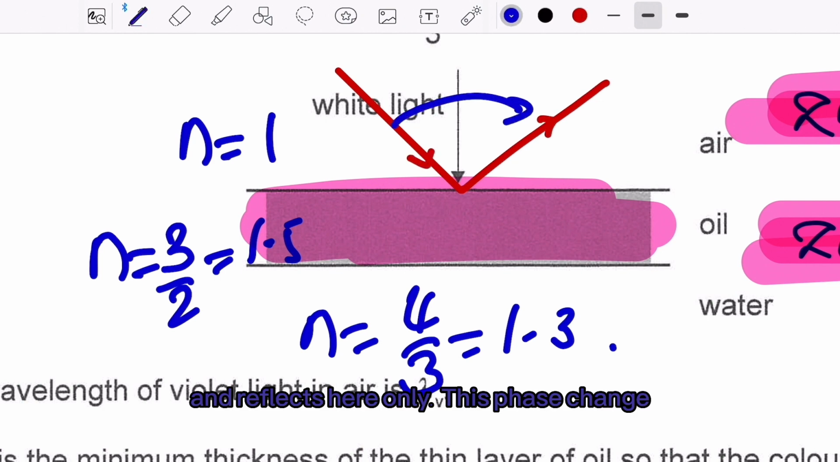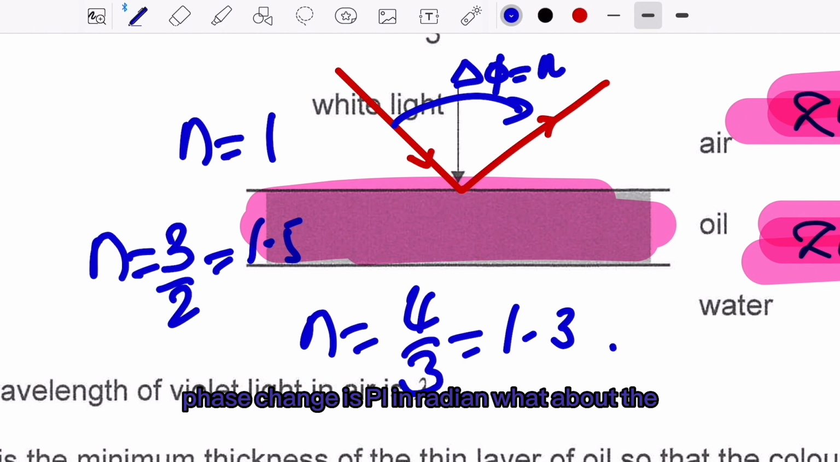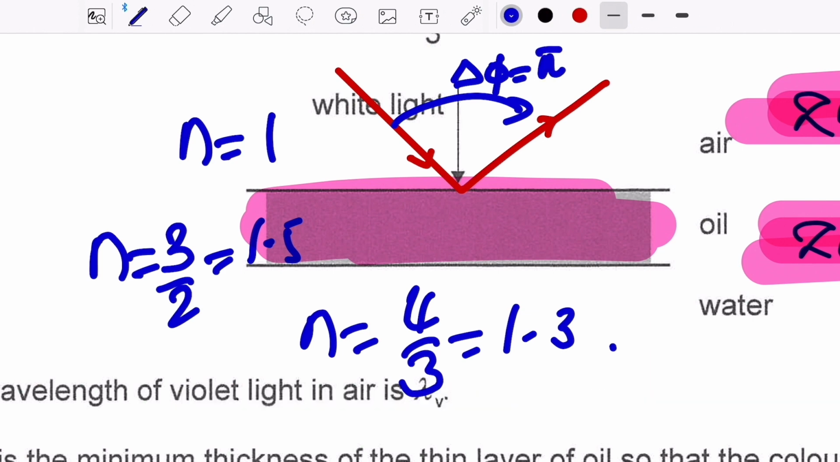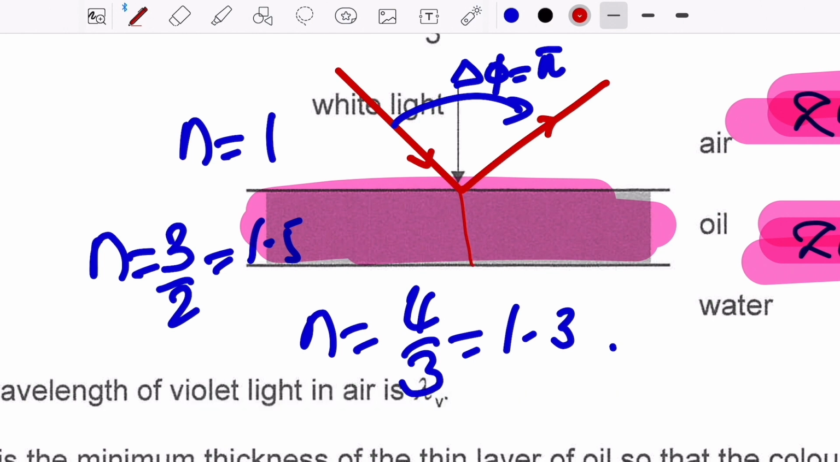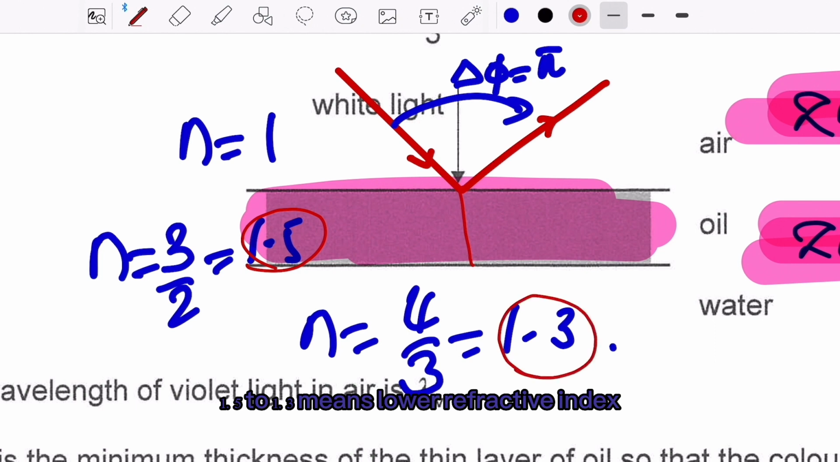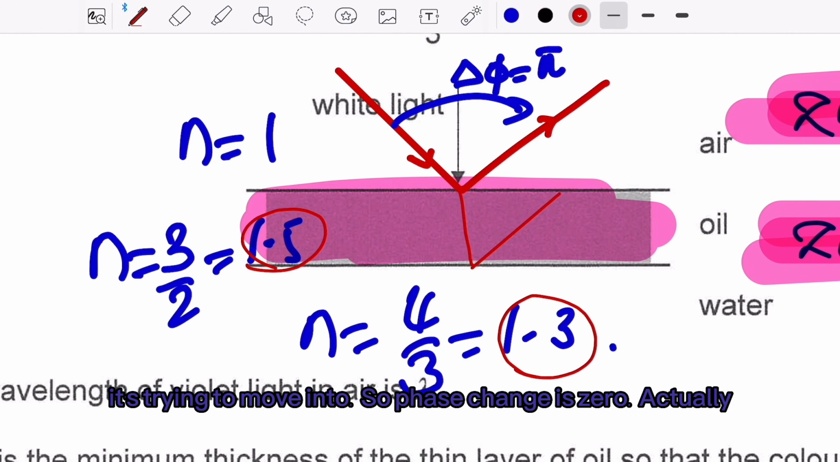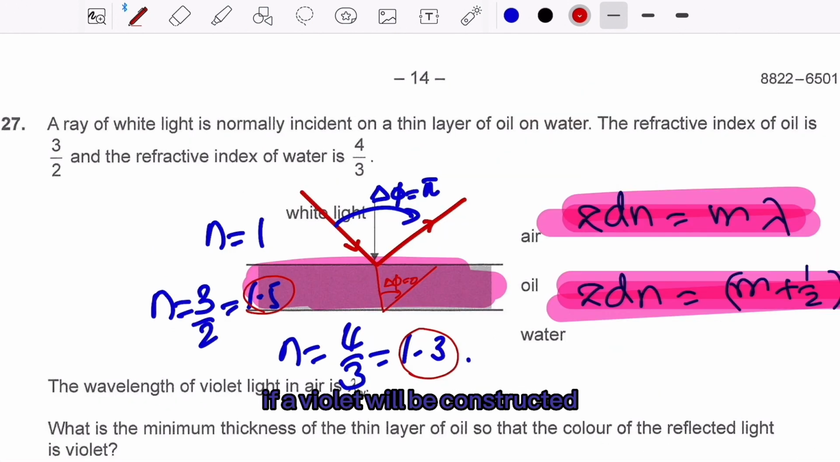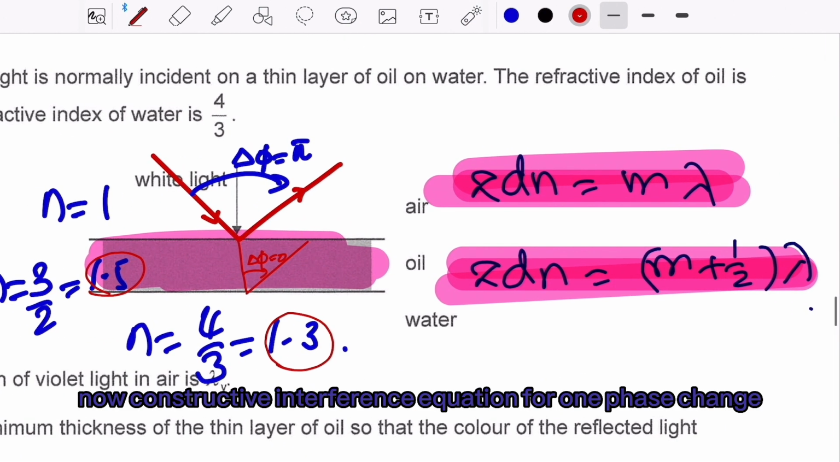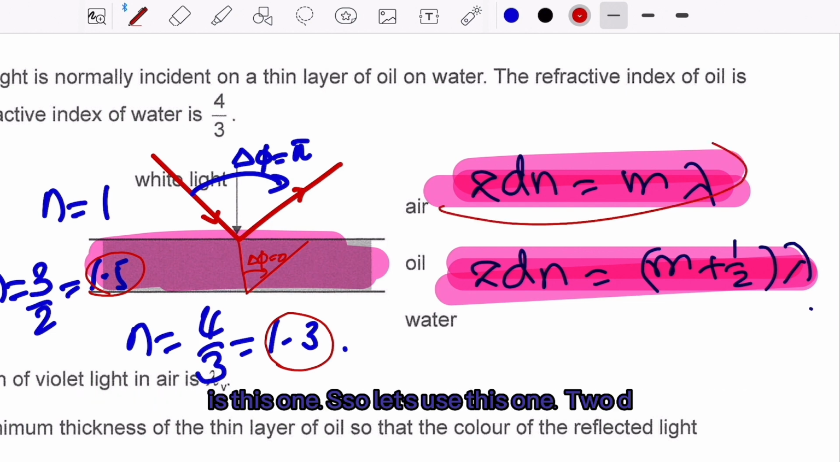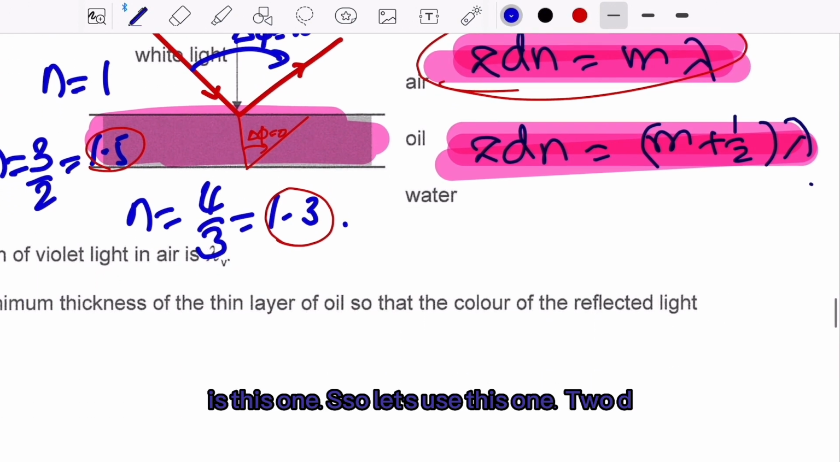This phase change is pi in radian. What about the wave which goes inside? On this place, this is from 1.5 to 1.3, meaning it's trying to move into a lower refractive index medium, so the phase change is 0. Actually there's no phase change. Violet will be constructed. Now the constructive interference equation for one phase change is this one, so let's use this one.